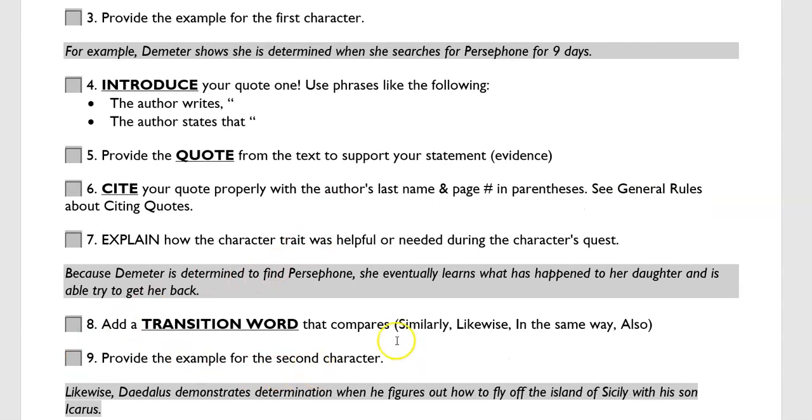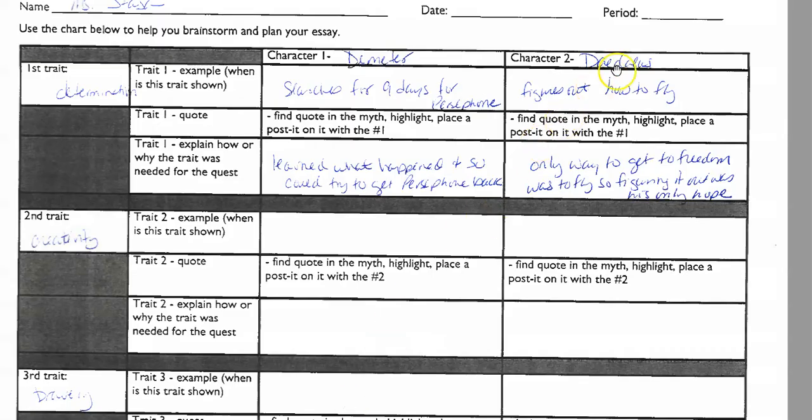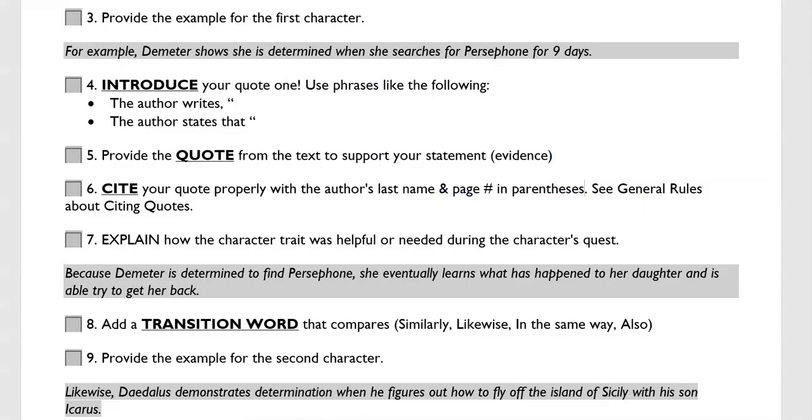Then we want to add a transition word that compares. So words that compare are transition words like similarly, likewise, in the same way, also. And again, each one of these would have a comma after it. And then we're going to provide that example for my second character. So in my chart, that was Daedalus figures out how to fly. That shows his determination. And so that's the next thing I'm going to write.